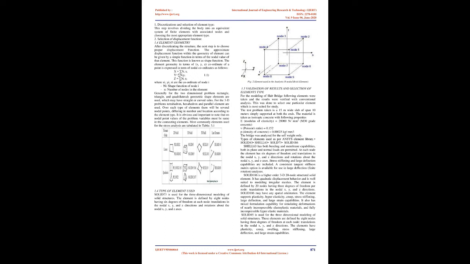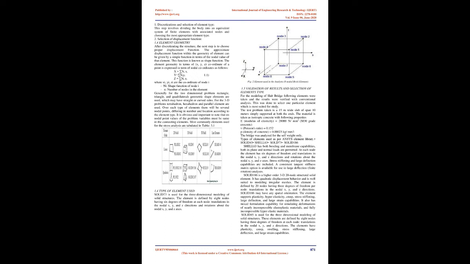1.4 Element geometry. After discretizing the structure, the next step is to choose a proper displacement function. The approximate displacement function within the geometry of the element can be given by a simple function in terms of the nodal values of that element. This function is known as the shape function. The element geometry in terms of x, y, z coordinates of a point is expressed in terms of nodal coordinates as follows, where xi, yi, zi are the coordinates of node i, Ni is the shape function of node i, and n is the number of nodes in the element.